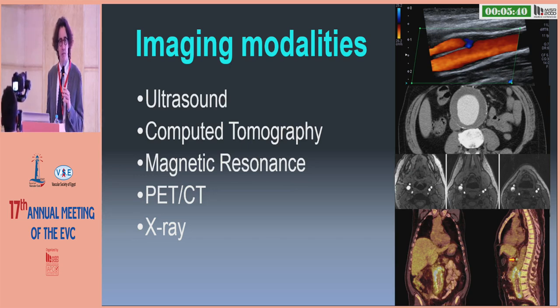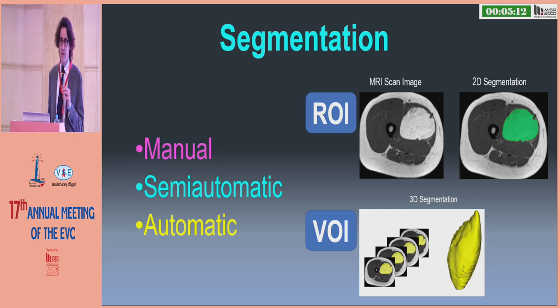Imaging modalities that can be used with radiomics are pretty much all the standard imaging modalities that we are used to. We can run a radiomic workflow through ultrasound, computed tomography, MRI, PET scan, or X-ray. So we just need to have a standard radiological modality that we are comfortable with, that we want to interrogate, to extract information. Then, as I was saying, we have to go through the segmentation.